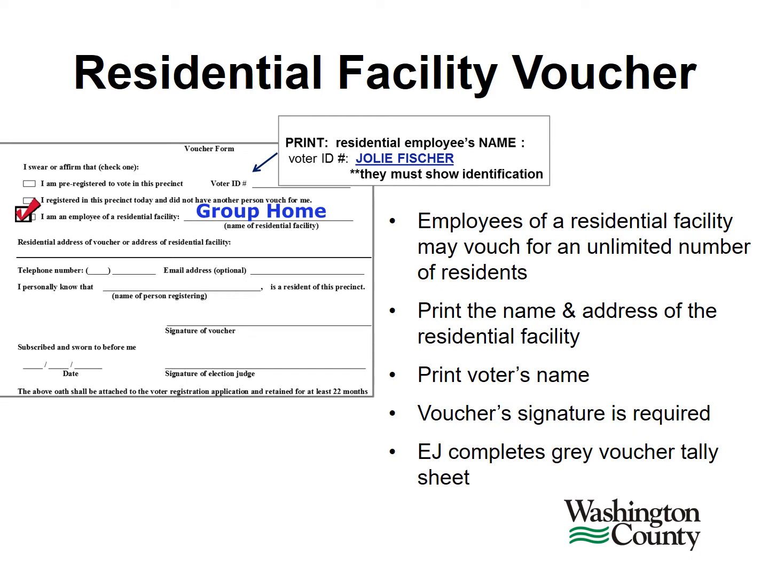You'll print the residential facility employee's name after they've shown you identification. You'll also print the name and address of the facility where these residents live. Next, you'll print the voter's name, and finally, the voucher or the employee will sign. An election judge also needs to sign this form and date it as well. Finally, complete the gray voucher tally sheet to track which voters these employees are vouching for.